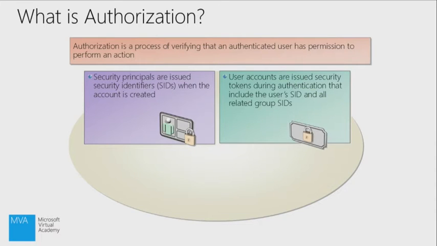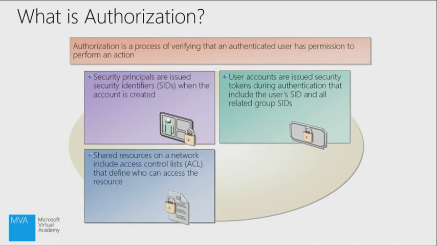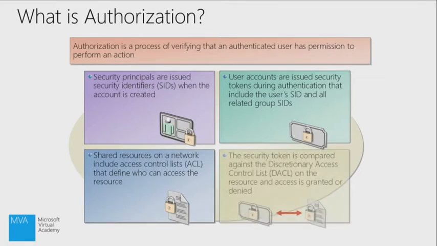User accounts are issued security tokens during authentication that include the user's SID and related group SIDs. I'm going to get a token that just says, this is who I am, these are the groups I belong to. Shared resources on a network include access control lists that define who can access the resource. We're going to branch off here in just a moment and talk a little bit more about access control lists.